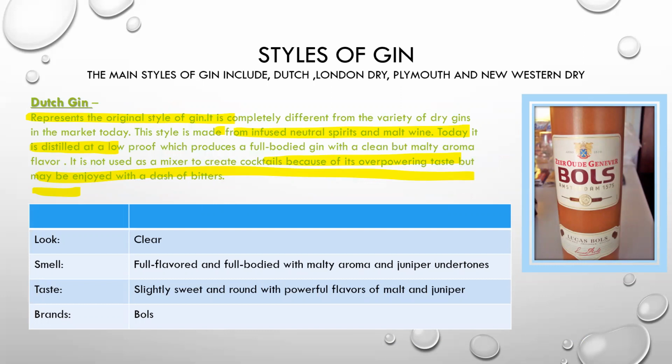Styles of gin, the main styles include Dutch, London or London Dry, Plymouth, and New Western Dry. So your Dutch gin represents the original style of it. It's completely different from the variety of dry gins in the market today. It's made from infused neutral spirits and malt wine. Today it's distilled at a low proof, which produces a full-bodied gin with a clean but malty aroma and flavor. It's not really used as a mixer to create cocktails because of its overpowering taste, but it can be enjoyed with, say, a dash of bitters.